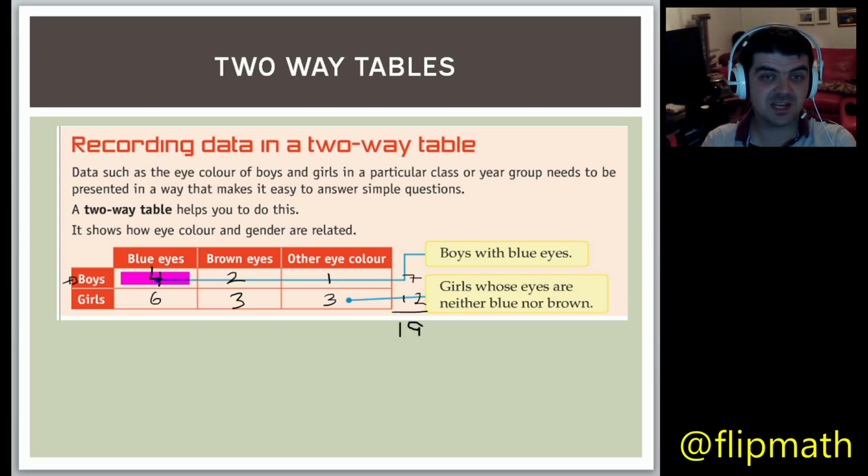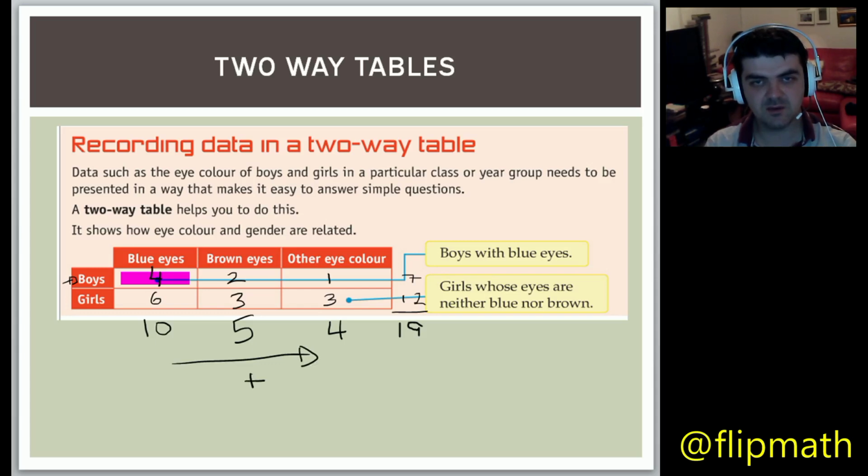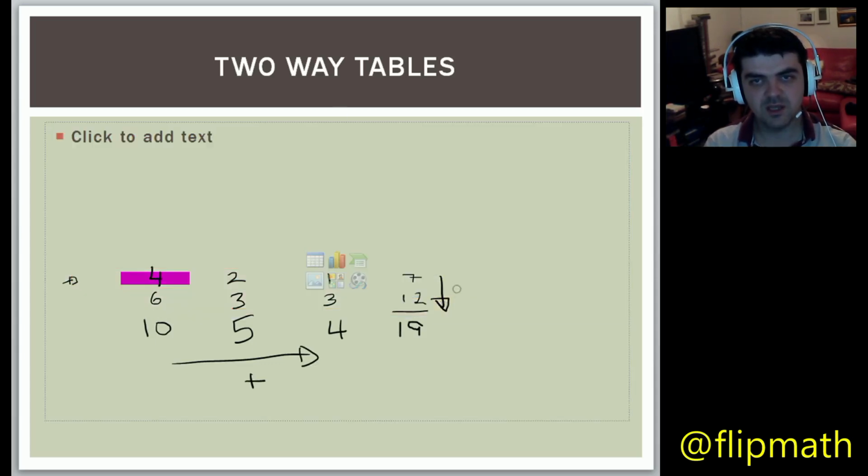And there's another way you can check, actually. Because if I asked you for the number of people that had blue eyes, I'd add the 6 and the 4 together and I'd get 10. Brown eyes, there are 5. And other eye colour, there are 4, 1 plus 3. And it doesn't matter which way you add them up. If you add up the numbers in that row or that column, it should be the same.